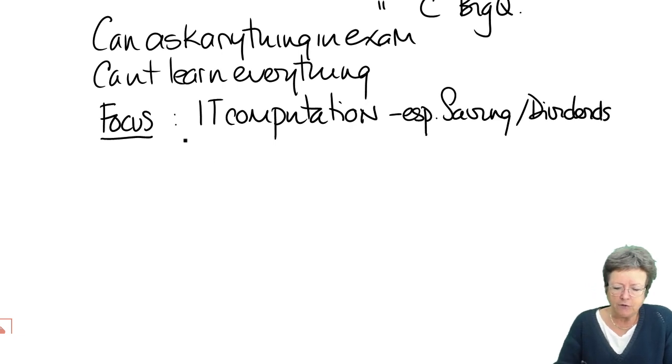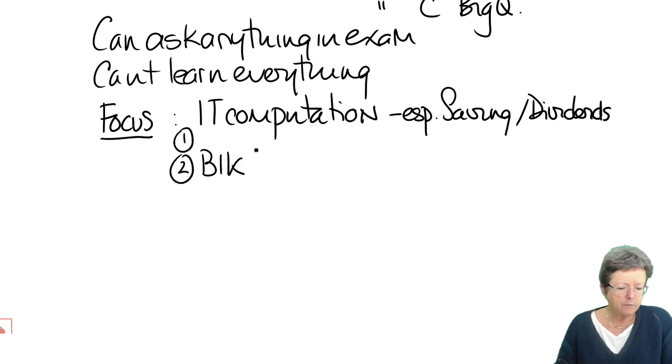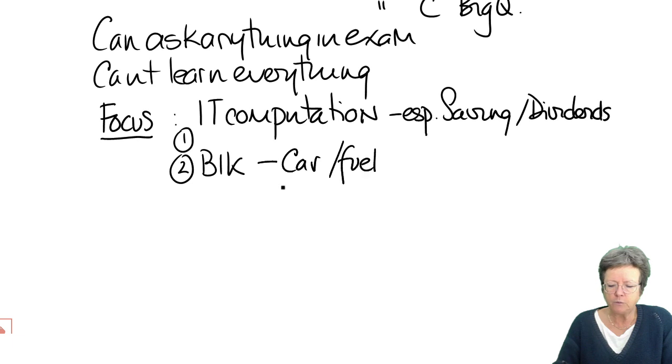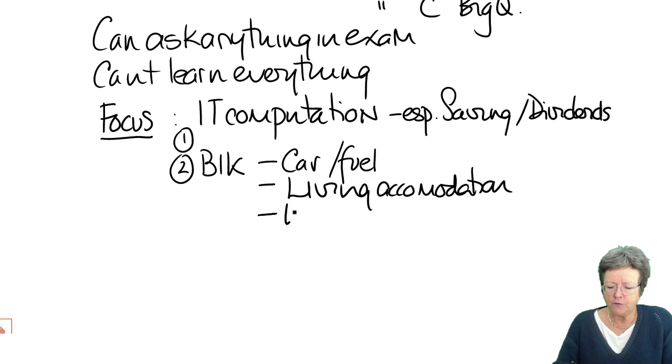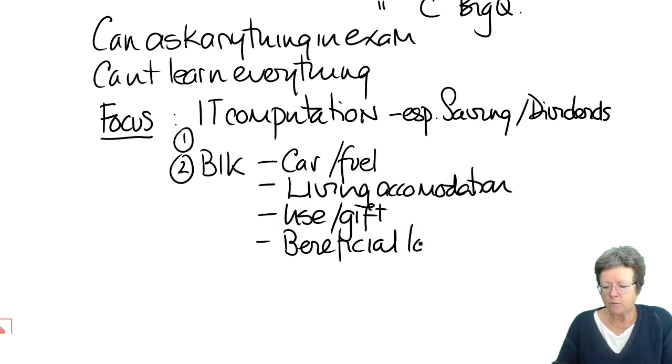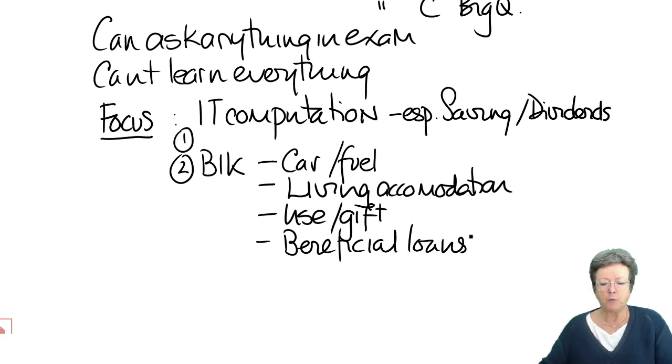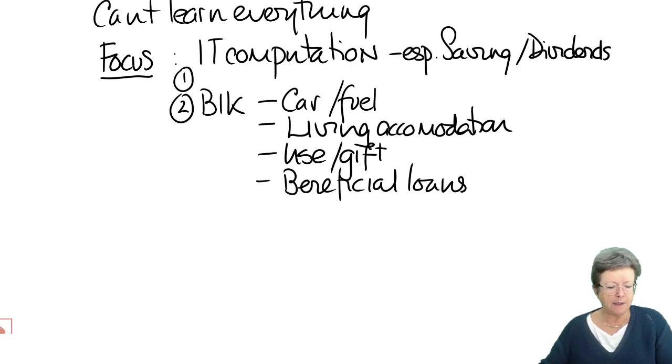Okay, that's number 1. Number 2, benefits in kind. You need to be able to do the car and the fuel, living accommodation, use of assets and gifting of assets, beneficial loans. Those are key. They'll come up. Cars the most. They're likely to come up first.